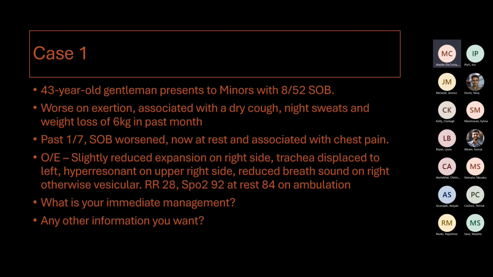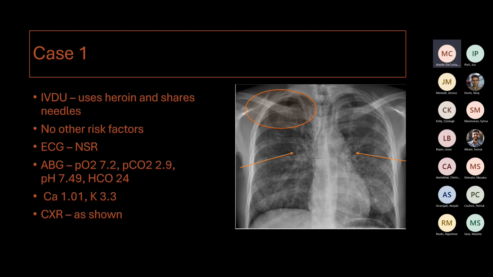Fine. So this is the chest X-ray done. Anyone want to take a stab at what they see? What's the most glaringly obvious abnormality?